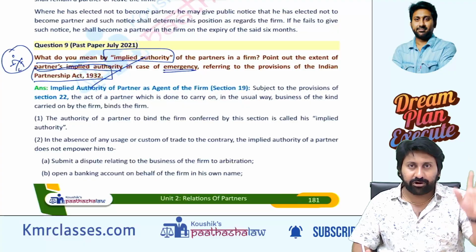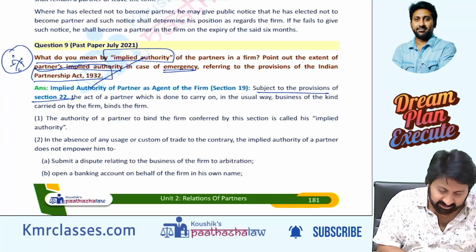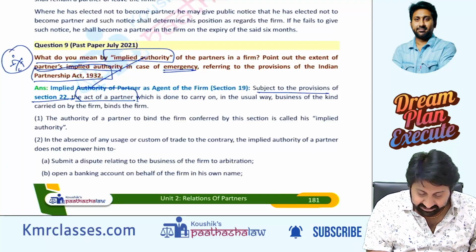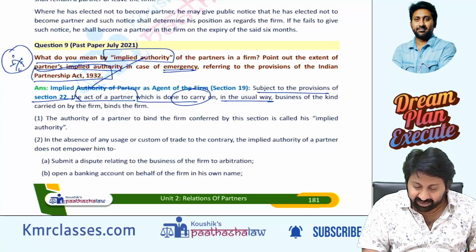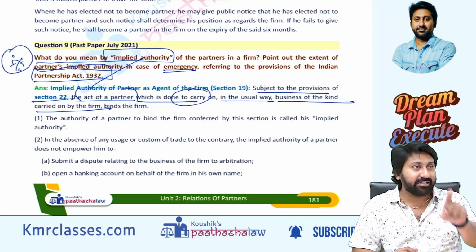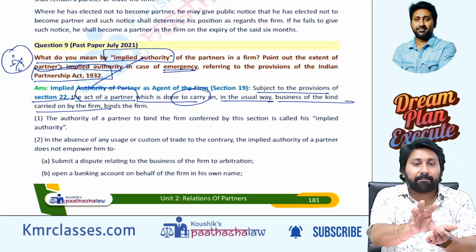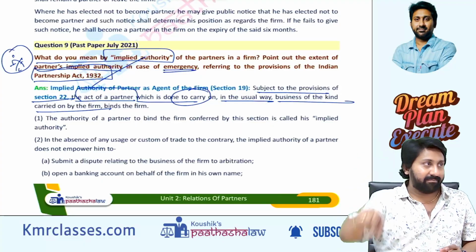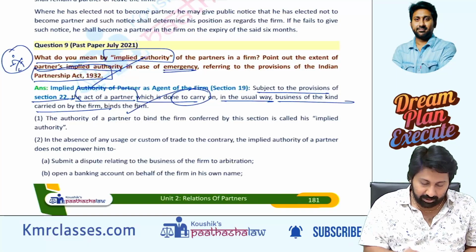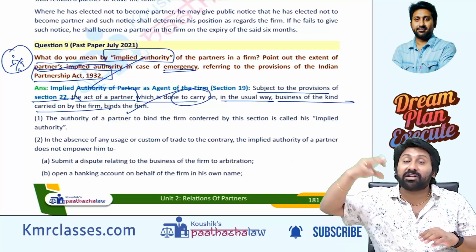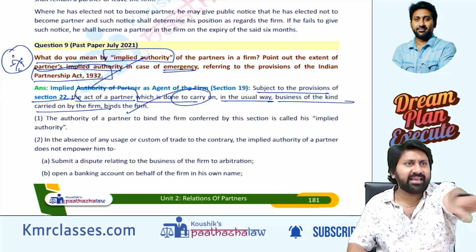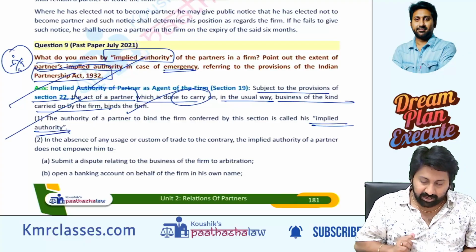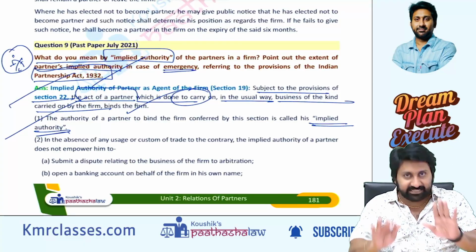Section 19(1) and section 22. See, subject to the provisions of section 22, the act of a partner, for example purchase of legal books, which is done to carry on in the usual way the business of the kind carried on by the firm, binds the firm. Means if the act done by the partner relates to the business done by the firm, then his act will bind the firm. Generally, what assumption will outsiders make? The business is CA, he is purchasing CA related books. That authority here we call implied authority.